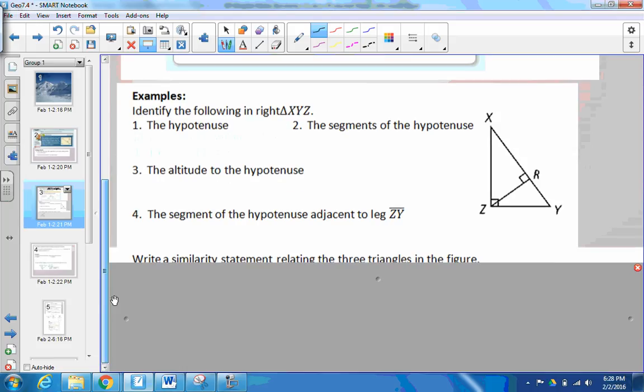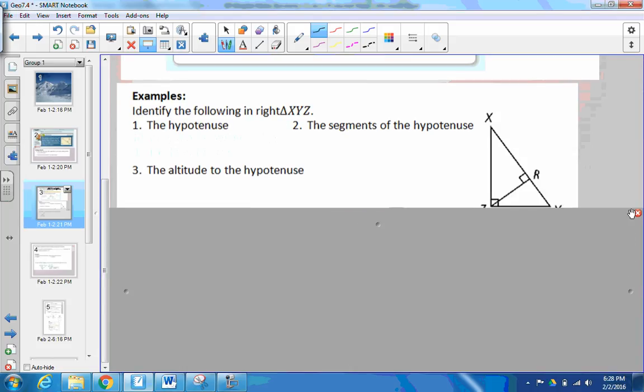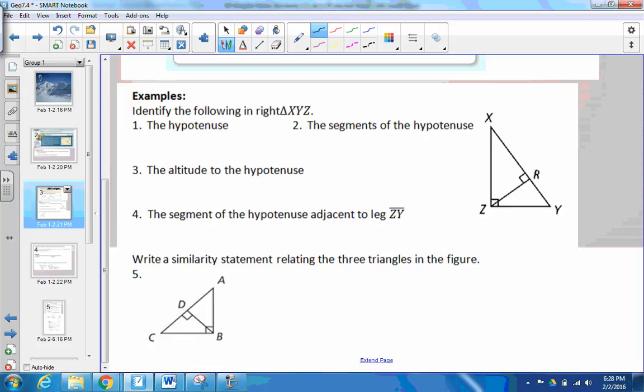So, a couple of examples just based off of that. First, it says identify the following in the right triangle to the right. The hypotenuse. All right, so the hypotenuse of triangle XYZ would be XY, just so that we're getting a grasp as to what we're doing here. The segments of the hypotenuse. So when we're dealing with the segments of the hypotenuse, it's just breaking it up into two parts. So that would be XR and RY. Those are important. We have two theorems that come off of that, corollaries that deal with those. The altitude to the hypotenuse.